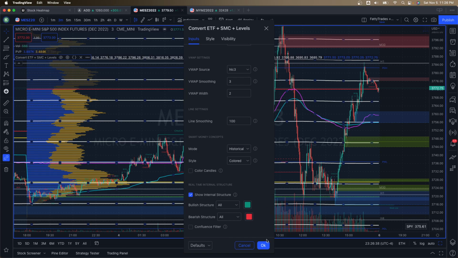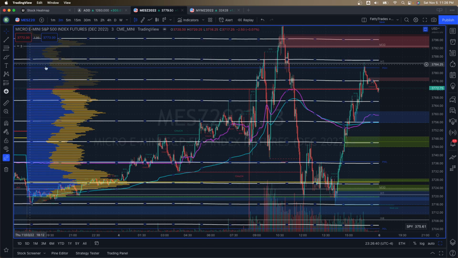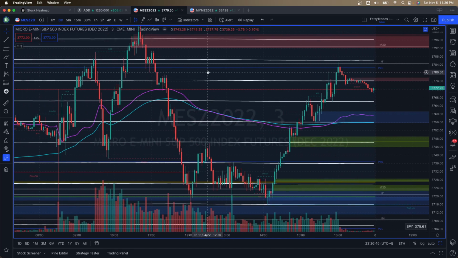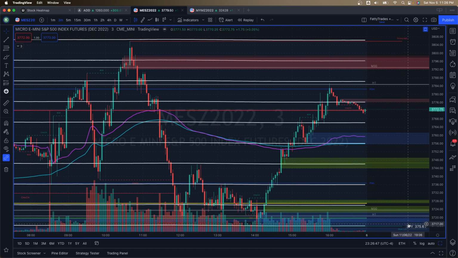So that's it for those converted levels. And basically you play these just like you would a level. Now, oftentimes, for instance, level 375 will typically be a big gamma or Vanna level, and it will act as a magnet. And we can see this white line here.